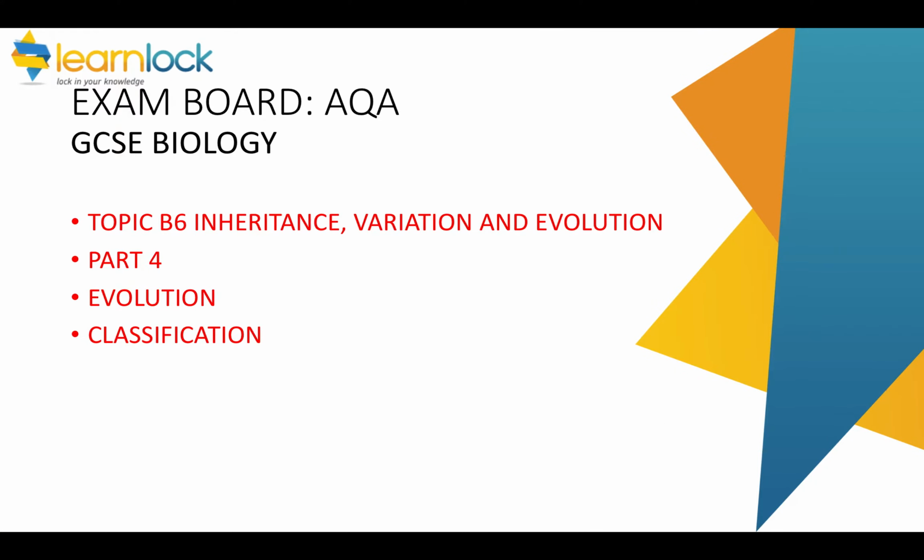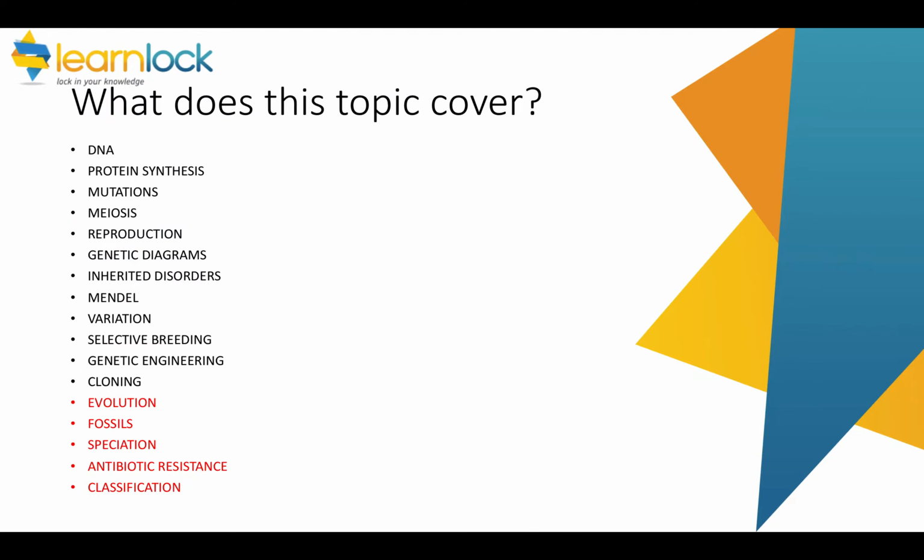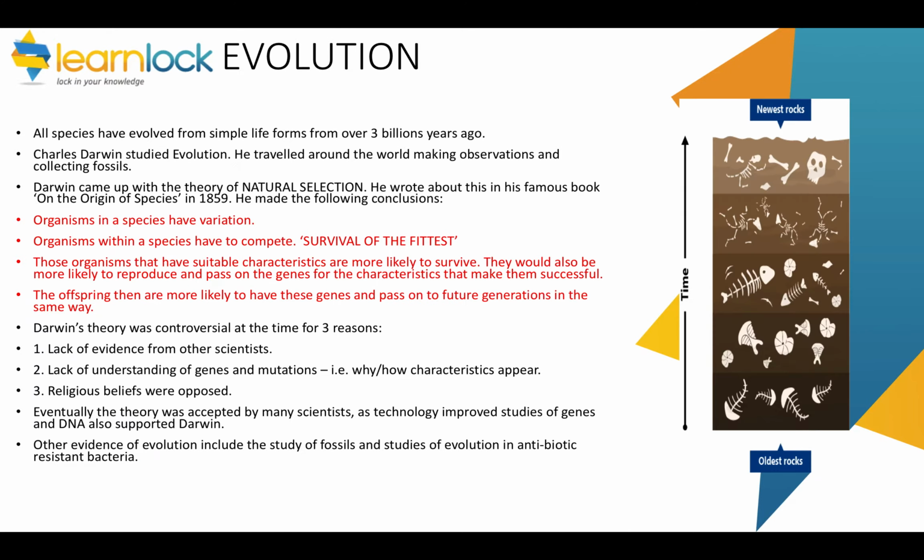Hello and welcome to the GCSE Biology tutorial for topic B6, Inheritance, Variation and Evolution. This tutorial will look at evolution, fossils, speciation, antibiotic resistance and classification. Starting off with, what is evolution?